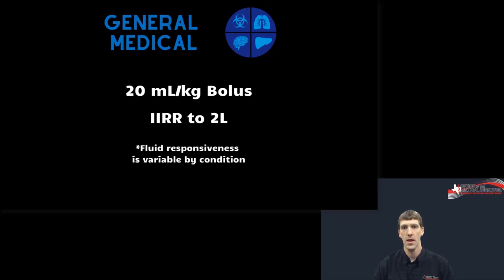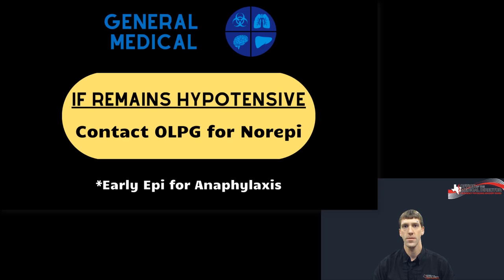Keep in mind that pediatric dosing is generally mL per kilogram, and so my best recommendation would be about a max of 60 mL per kilogram before considering moving on to advanced measures. Also, remember that fluid responsiveness is variable by condition. So if you see a child who continues to decline despite fluids, we may need to move on to advanced measures more rapidly. If the child remains hypotensive despite adequate bolusing, then you're going to contact OLPG for norepinephrine dosing and starting. Remember, for anaphylaxis, you don't need to call, and we're going to start early epi for that.